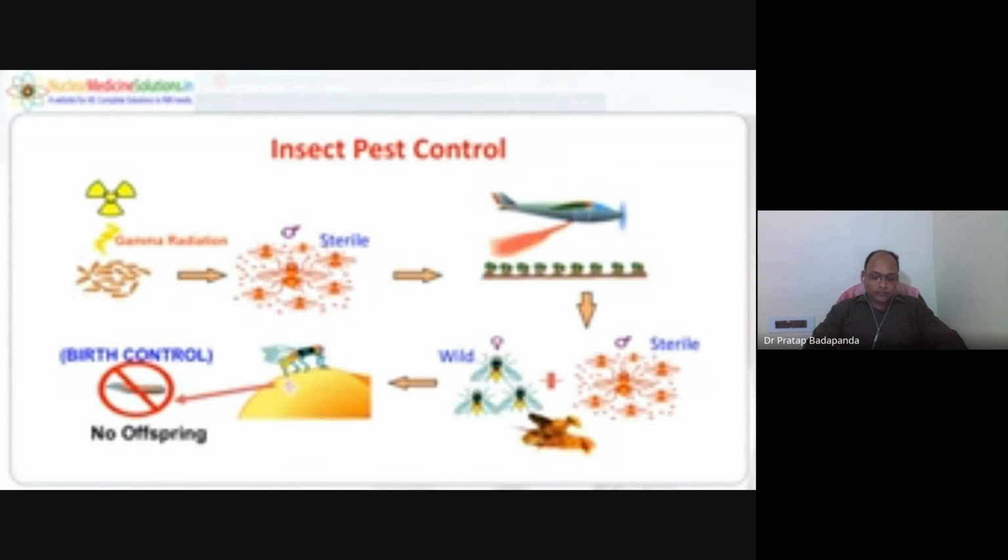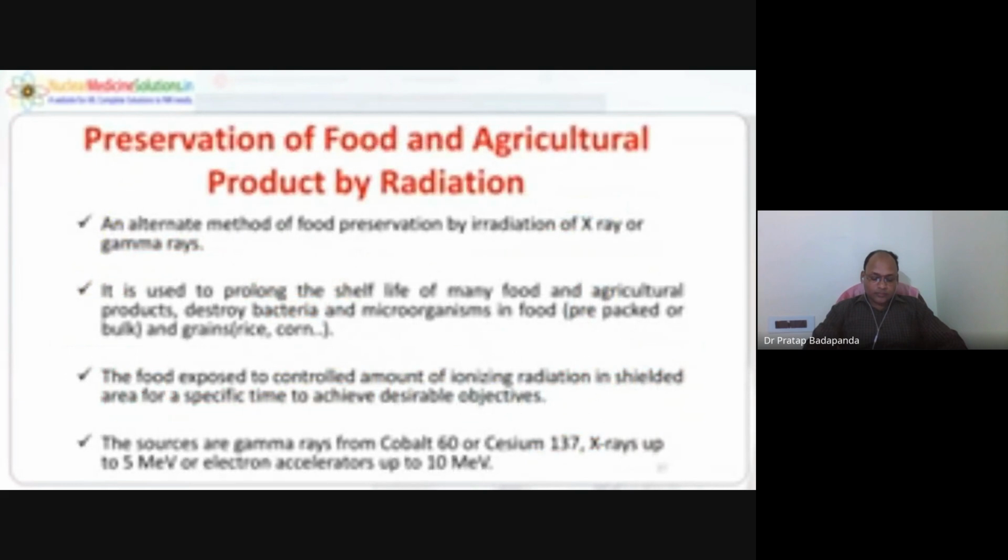It can be used as a pest control, and by using a particular type of radiation you are able to control the insects which create problems for our crops. Preservation of food and agriculture products by radiations.